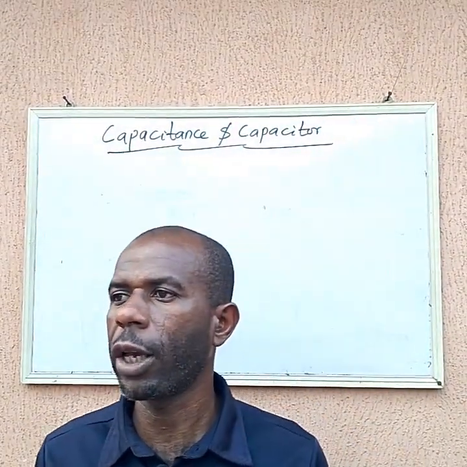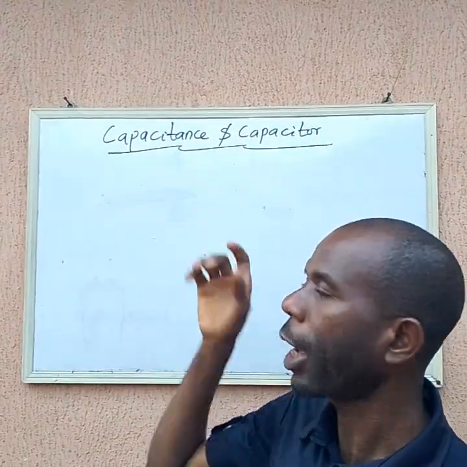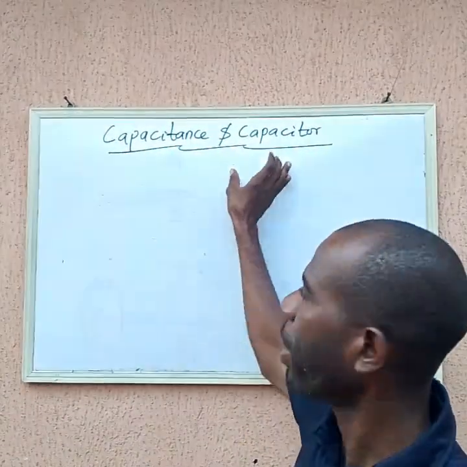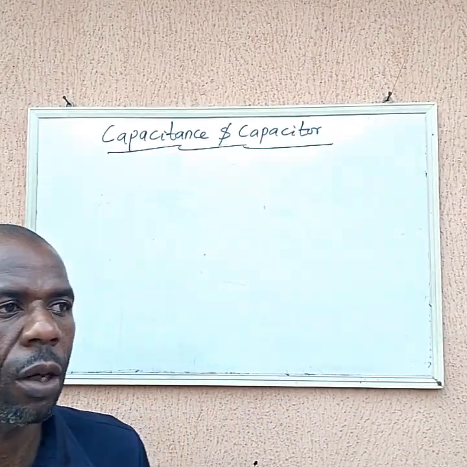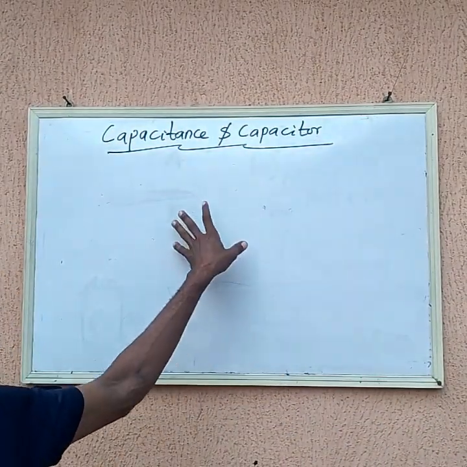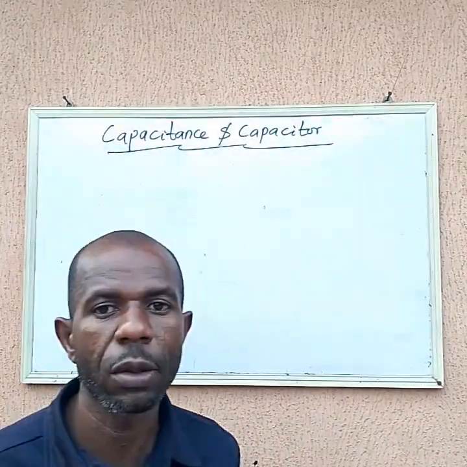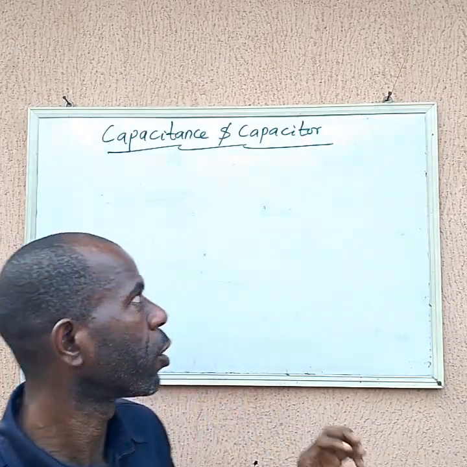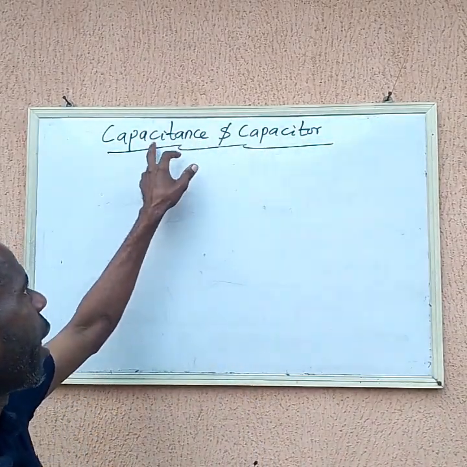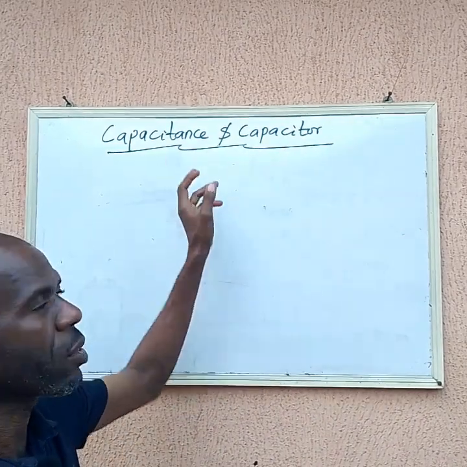Here today we want to learn an important topic in electric field. We have a capacitance and a capacitor. So let us quickly understand this concept before we go into calculations involving capacitance and a capacitor. Now, what is capacitance and capacitor? From the word capacitor, we can derive capacitance. One is an adjective and one is a noun.